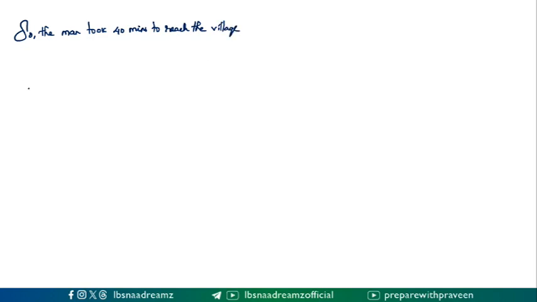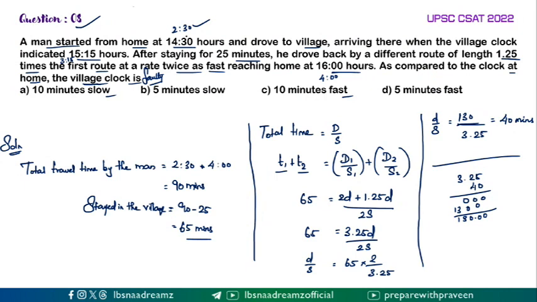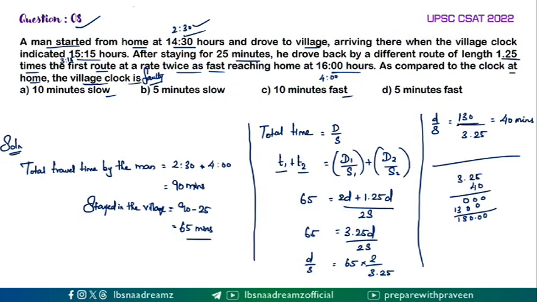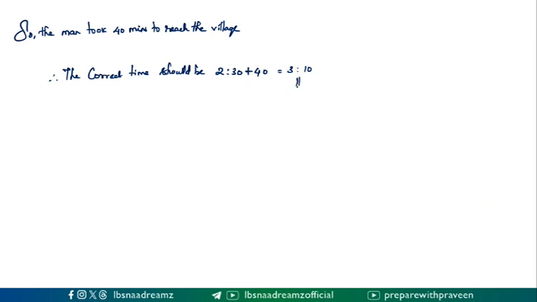Therefore, the correct time should be 2:30 plus 40, which is equal to 2 hours 30 minutes plus 40 minutes is equal to 3:10. But the village clock showed 15:15. Am I right? So 3:10 is equal to 15:10.